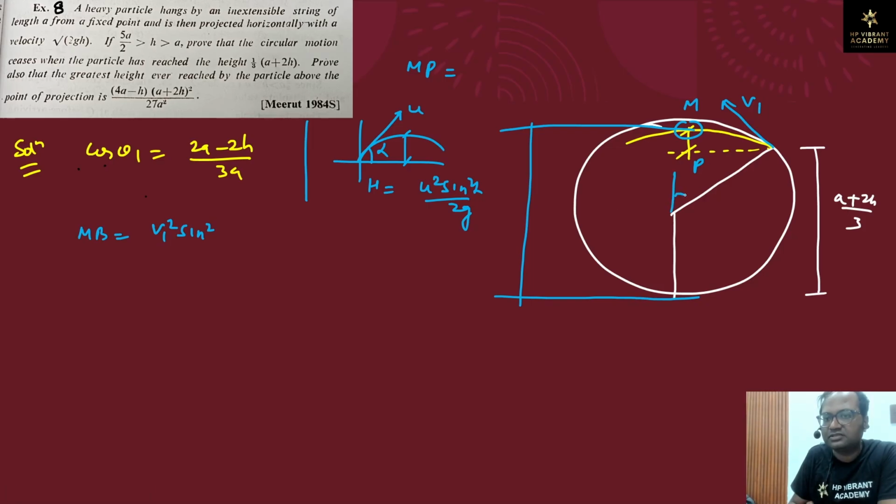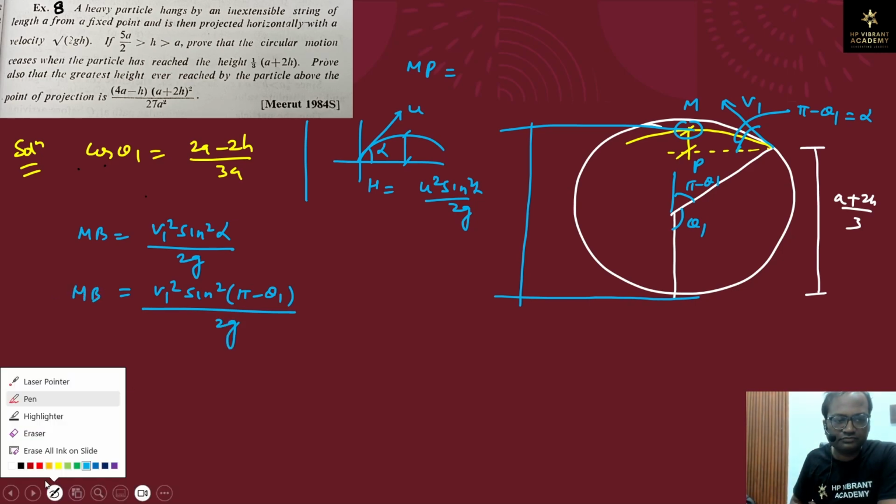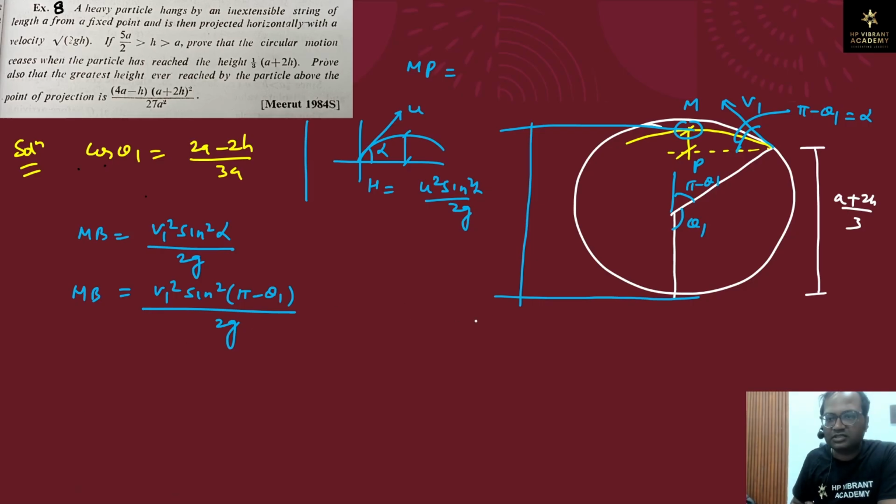So in this particular case, we will have v1 square sine square alpha upon 2g. This angle is theta 1, so this is pi minus theta 1, and this angle will also be pi minus theta 1. Let us consider this as alpha. This will be equal to v1 square sine square pi minus theta 1 upon 2g. So MB is equal to this. Let us find v1.